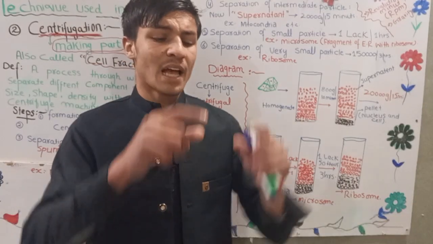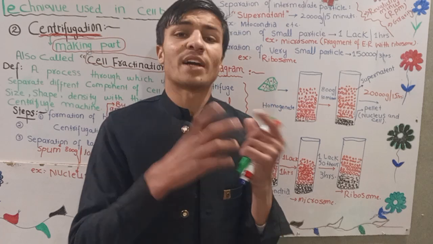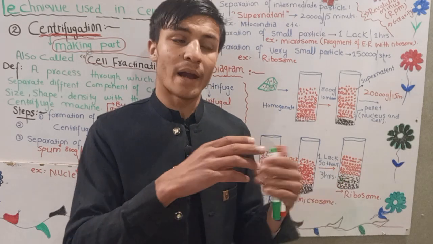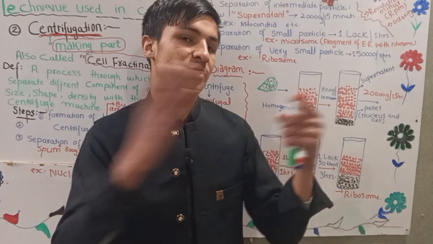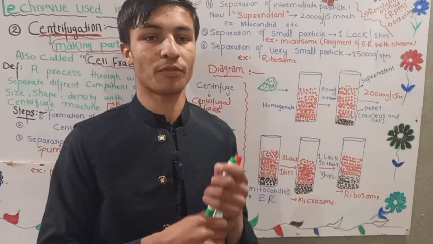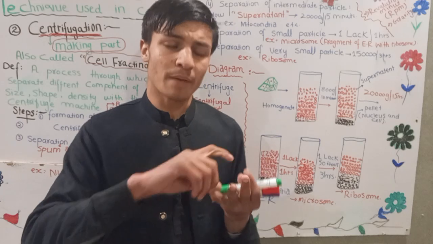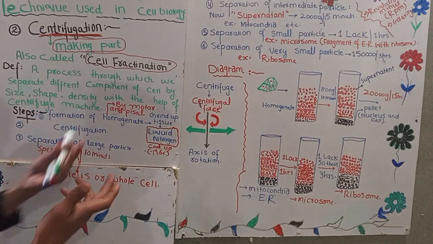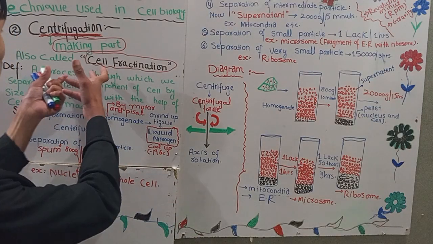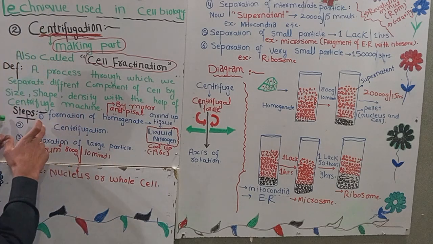It is a process in which we separate different parts from the cell, and also separate tissue from tissue, and different types of cells, with the help of a centrifuge machine. So it works on the principle of density, shape and structure. What are the steps that we take to do the centrifugation process? Very important, this must be remembered.